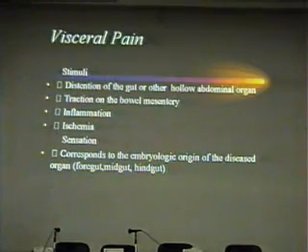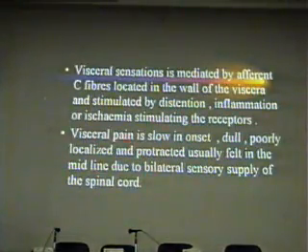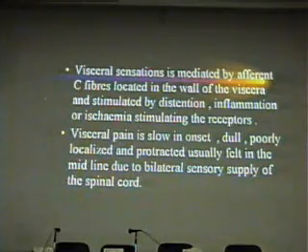We have two types of pain: visceral pain and parietal or somatic pain. The stimuli that cause visceral pain are distension of the gut, traction on bowel mesentery, inflammation, and ischemia, and the sensation corresponds to the embryological origin of the diseased organ. Visceral sensation is mediated by afferent C fibers located in the wall of the viscera and is stimulated by distension, inflammation, and ischemia, stimulating the receptors.